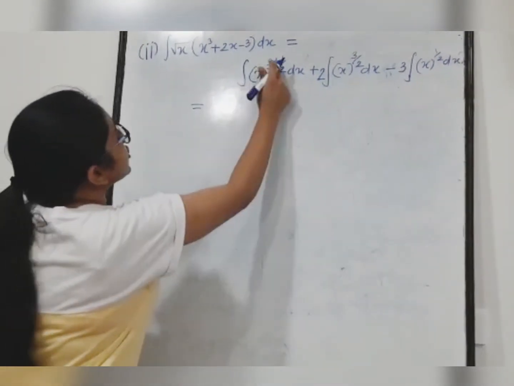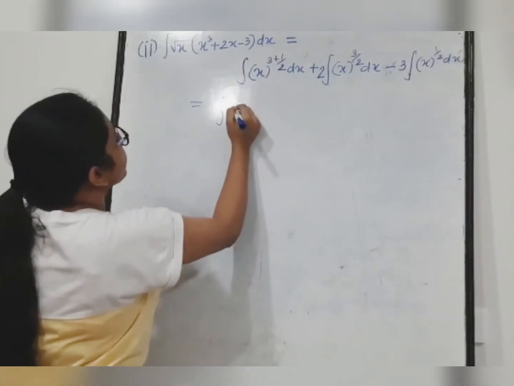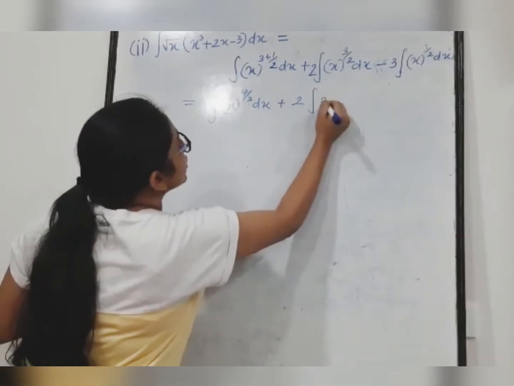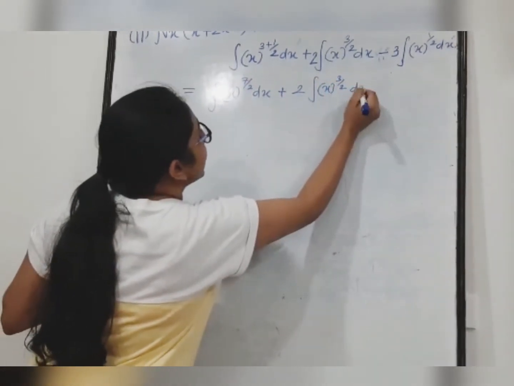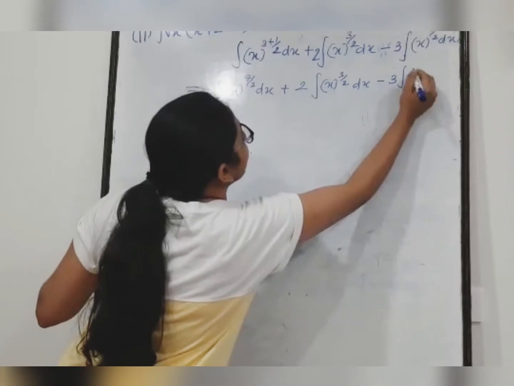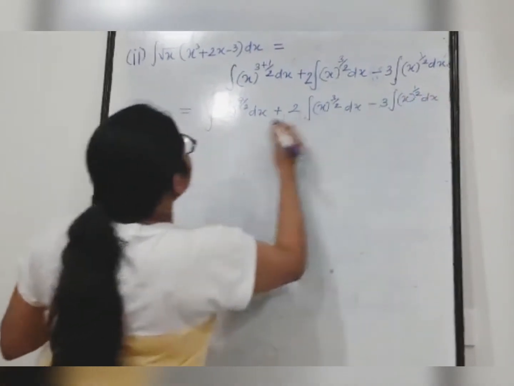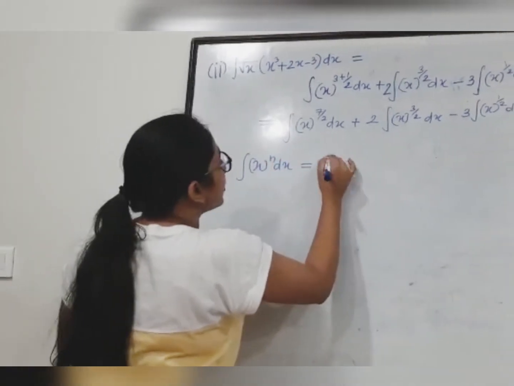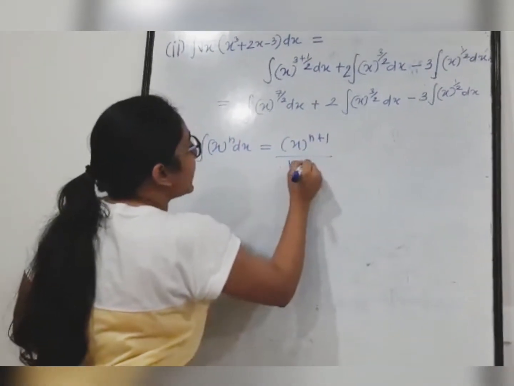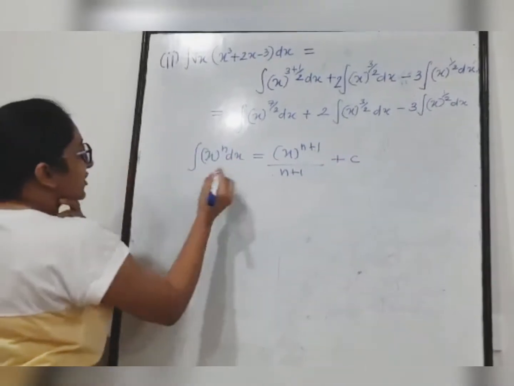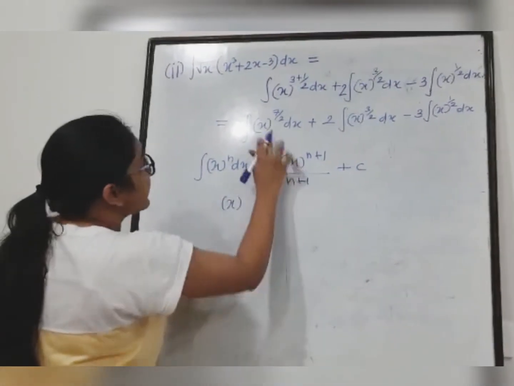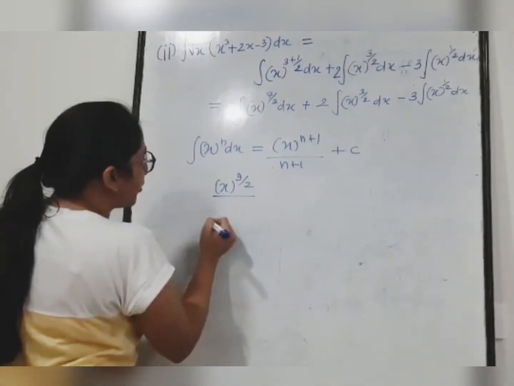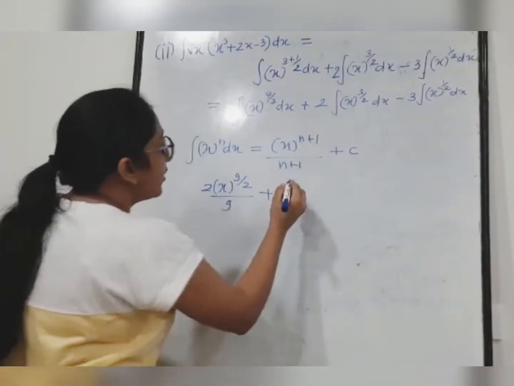So this will be x to the power of 3 plus 1 by 2, that is 7 by 2, dx, plus 2 integration of x to the power of 3 by 2 dx, minus 3 integration of x to the power of half dx. Now applying this formula, x to the power of n integration will be x to the power of n plus 1 divided by n plus 1 plus c. We get for this x to the power of 7 by 2 plus 1, that is 9 by 2, divided by 9 by 2. So 2 by 9.